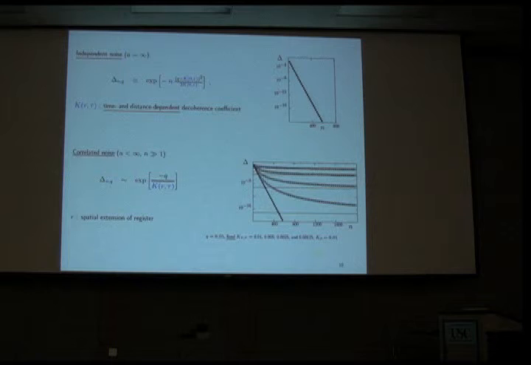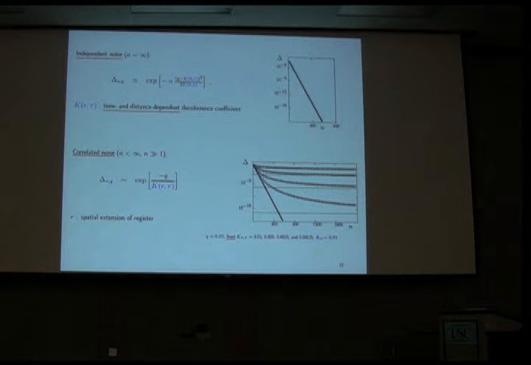Now, this picture completely changes when we consider the case of correlated noise. Then, for any finite distance, we see that this residual error, which decays exponentially for a being infinity, now starts to saturate against a constant value for very large n. And this saturation value is written here. It is an exponential of minus the correctable error rate divided by this decoherence coefficient, where here R is the spatial extension of the register. And this shows that this is a non-perturbative result, because the coupling constant appears in the denominator of some exponential.